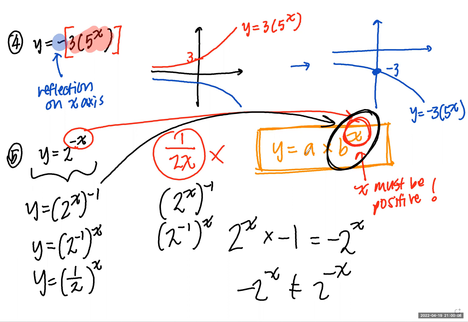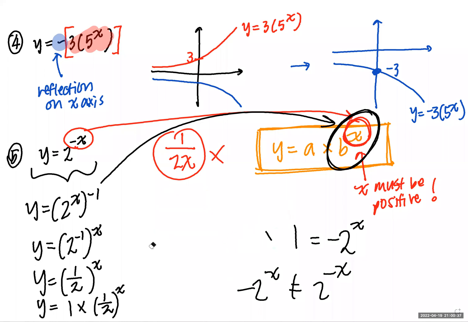Correct? But it's still not in the form of something times something. So how do I write this again? I can still rewrite this: 1 times half to the power of x. You need to be very careful. You're missing something. 1 times what? Yes, bracket. Half followed by the power x. So I'm going to erase all this so that it will not be a distraction. So right now, I get it in a proper format already, right?